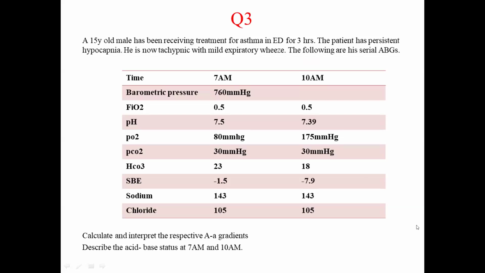Okay. So let's see the answer now. A-a gradient 239 to 144. So it has improved, which indicates that there is lowering of VQ mismatch or the shunt which is there, after the basic treatment that you have given to the patient. Now at 7 hours, everyone was correct. It was a primary acute respiratory alkalosis with complete compensation. But at 10 hours, this has changed to a dual acid base disorder.